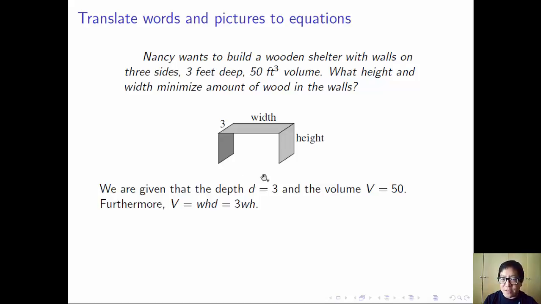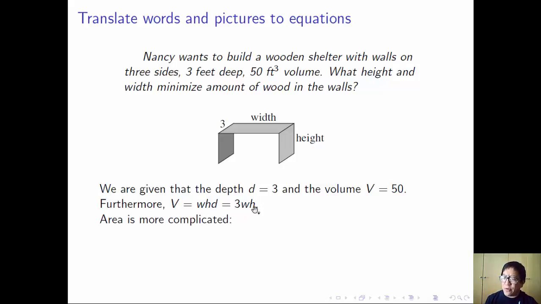Furthermore, as I was saying, this is the one geometric formula that you need to know. You need to know that the volume of a box is equal to the product of its 3 dimensions. So here V is equal to w times h times d, and because d equals 3 from the previous step, we see that V equals 3wh.